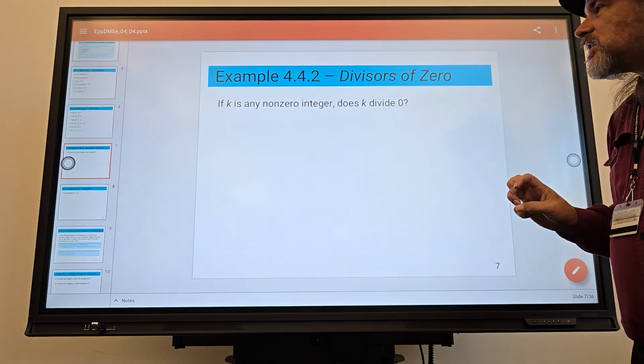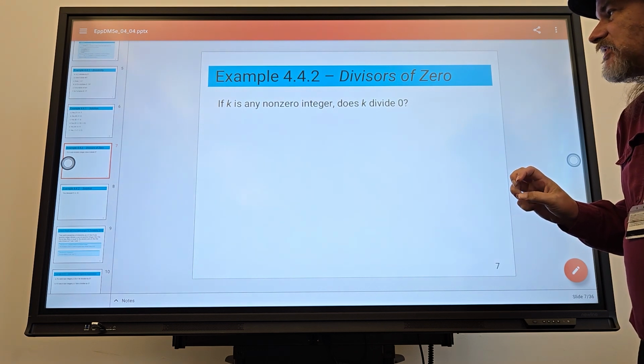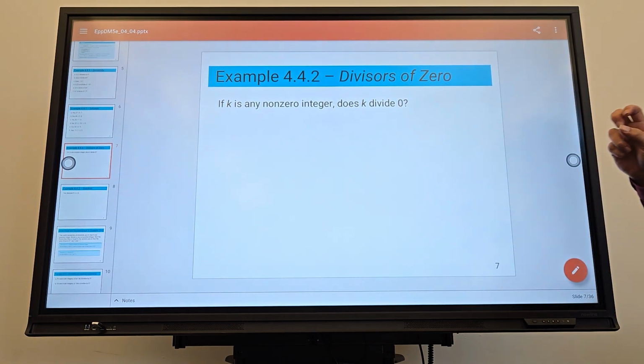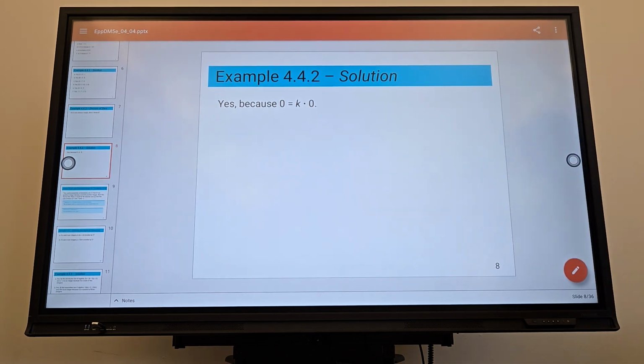So, if k is any non-zero integer, does k divide 0? Yes, because 0 equals k times 0, and 0 is an integer.